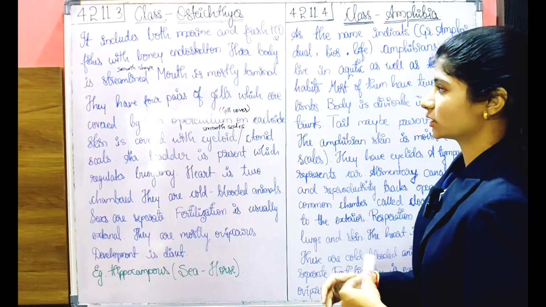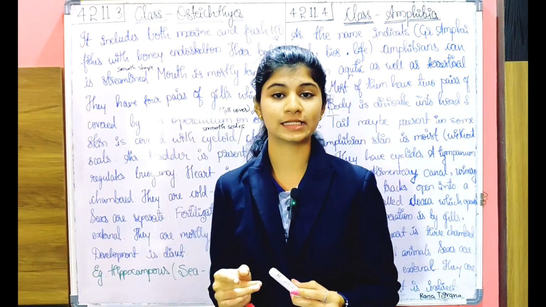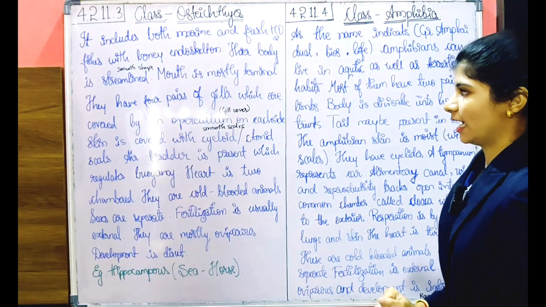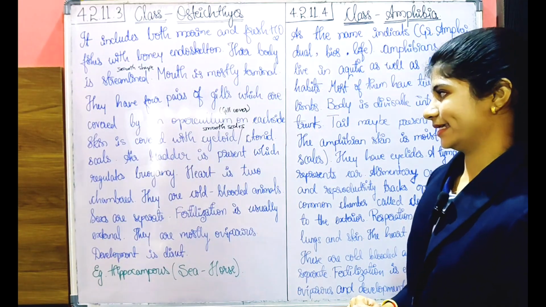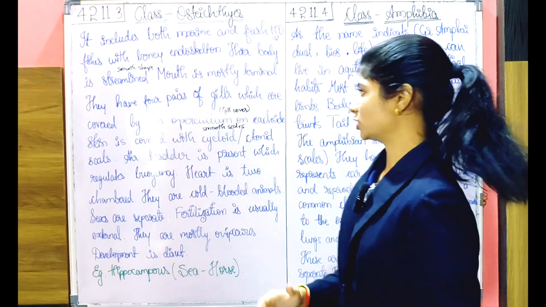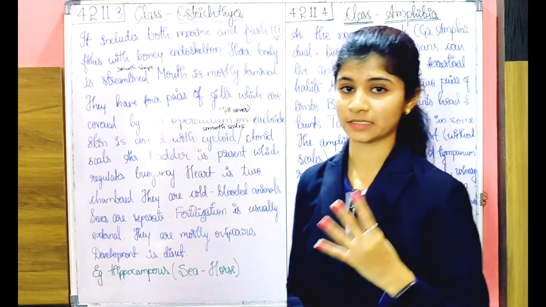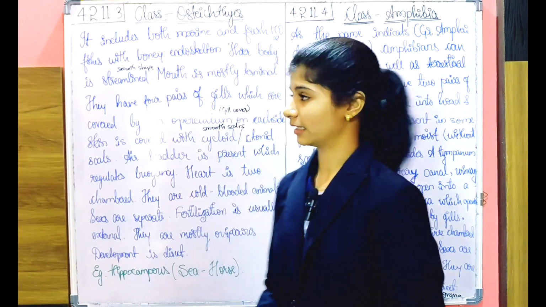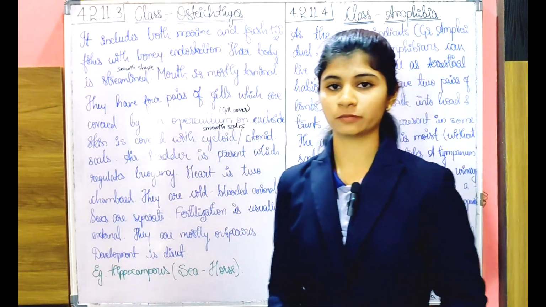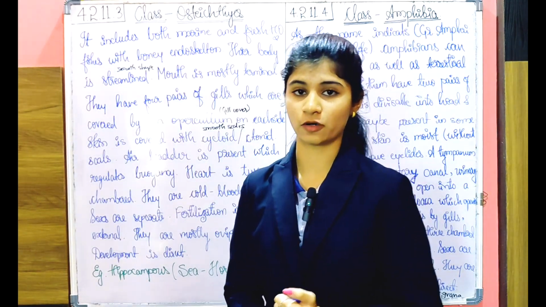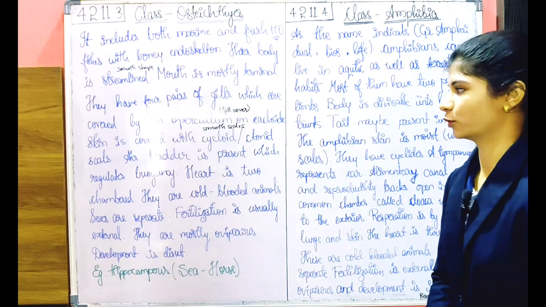The mouth of this class of fishes is mostly terminal. They have 4 pairs of gills which are covered by an operculum on each side. Operculum means the gill cover, as we saw in the last video also. The operculum is present on both sides.